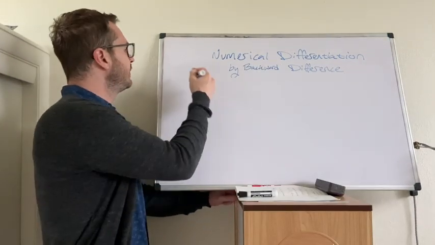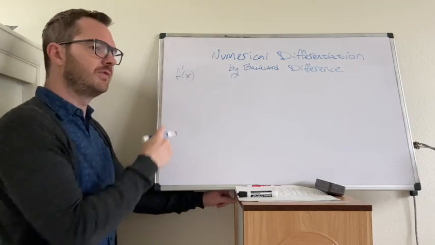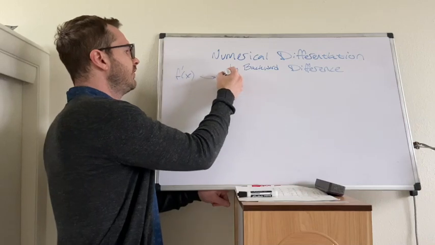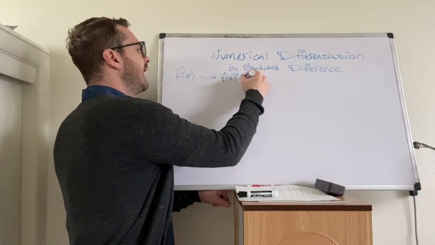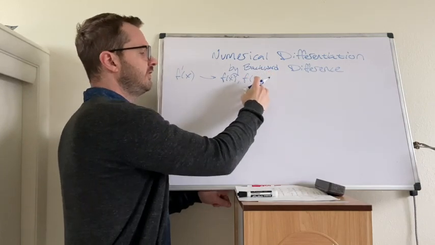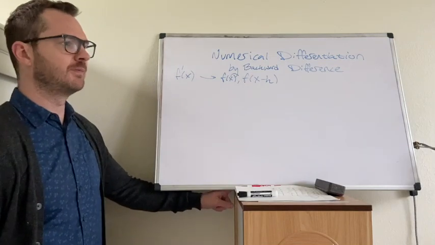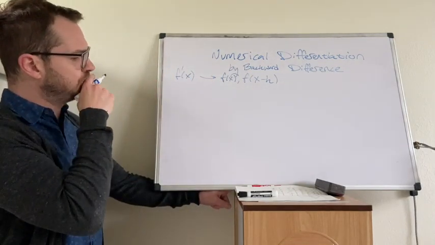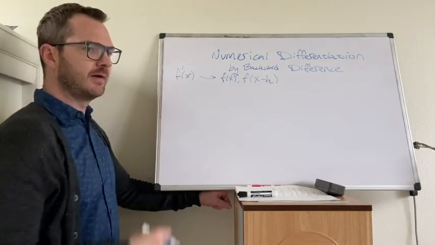As we saw with the forward difference, we still want to find f prime of x. This time we're going to find it by evaluating f of x, and instead of doing x plus h, we're going to go backwards. We're going to do x minus h. So we still have these two points, and we want to find the slope at x.